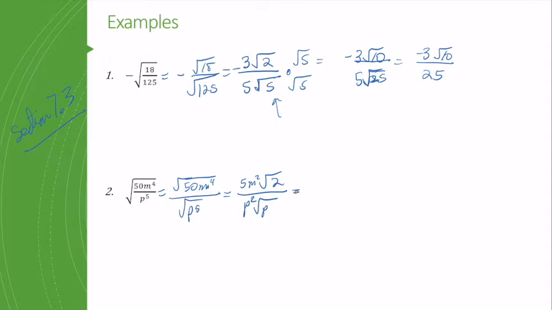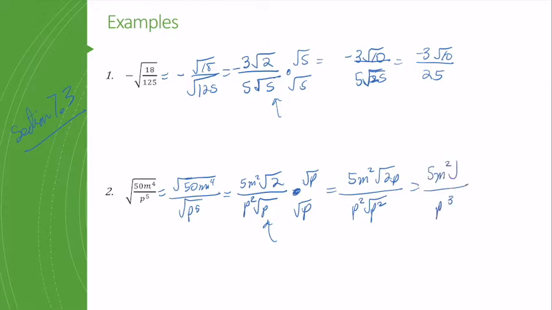I'm going to have to multiply the top and the bottom by the square root of p. That will allow me to get this radical out of my denominator. So I have 5m squared, square root of 2p over p squared, square root of p squared. So that gives me p cubed in the denominator. So I have 5m squared, square root of 2p.